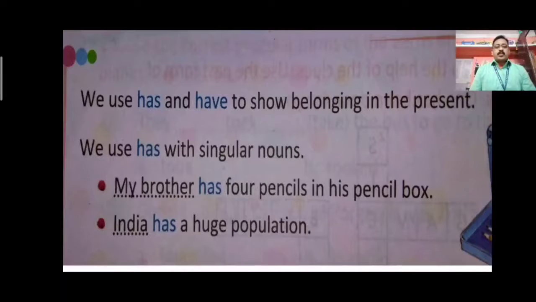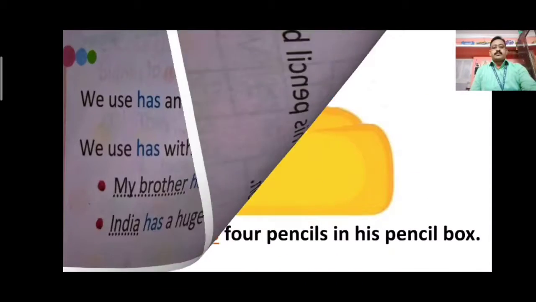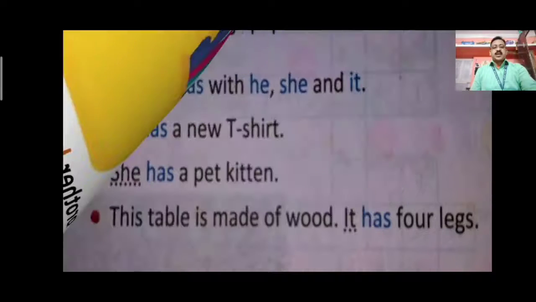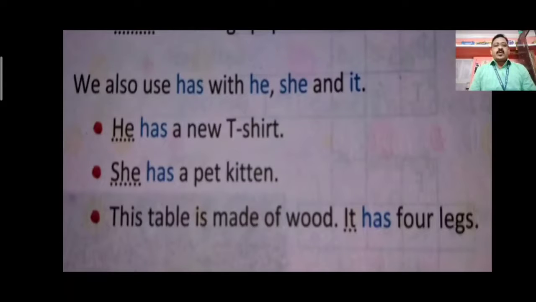So we are talking about the population of India, means how many people are there in India. We are talking about only one country. That is why we have to use has. Next one, you can see my brother has 4 pencils in his pencil box. We have discussed earlier. We also use has with he, she, it, means when, as I told you, the subject is a noun or pronoun in singular form, that time we have to use has.